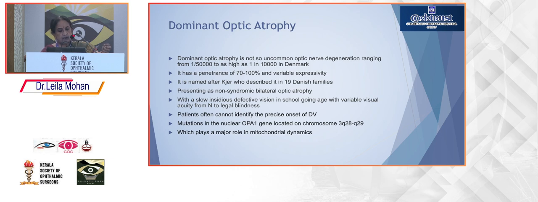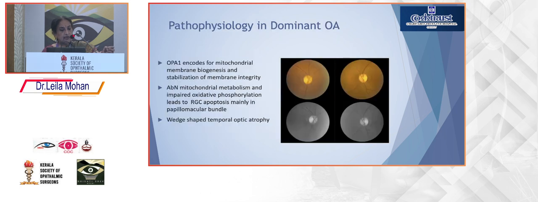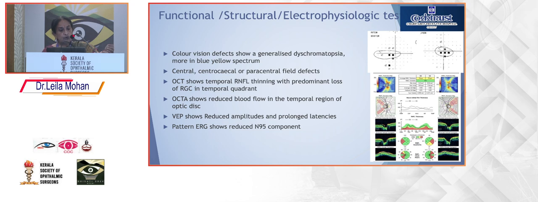The mutations occur in the nuclear OPA1 gene located on chromosome 3q28-29, which plays a major role in mitochondrial dynamics. OPA1 encodes for mitochondrial membrane biogenesis and stabilization of membrane integrity, and abnormal mitochondrial metabolism and impaired oxidative phosphorylation lead to retinal ganglion cell death and optic atrophy. So a lot of functional, structural, and electrophysiologic tests can be seen.